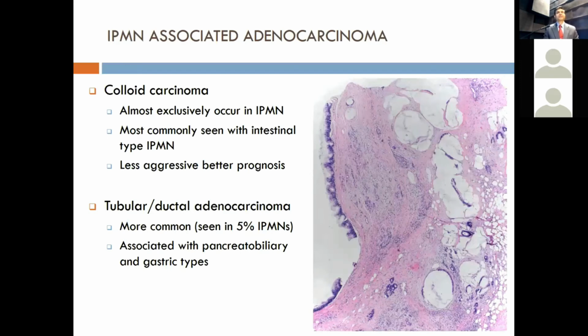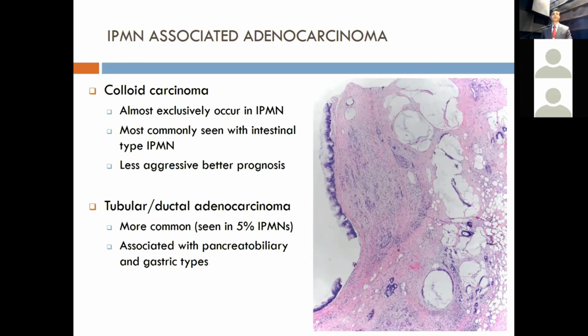Although a small percentage, not an insignificant number of IPMNs harbor invasive adenocarcinomas. The most common IPMN-associated adenocarcinomas are actually ductal types. In one recent large-scale study that was published this September, where they looked at more than 500 cases, they found that 5% of their IPMNs were associated with ductal type of adenocarcinoma.